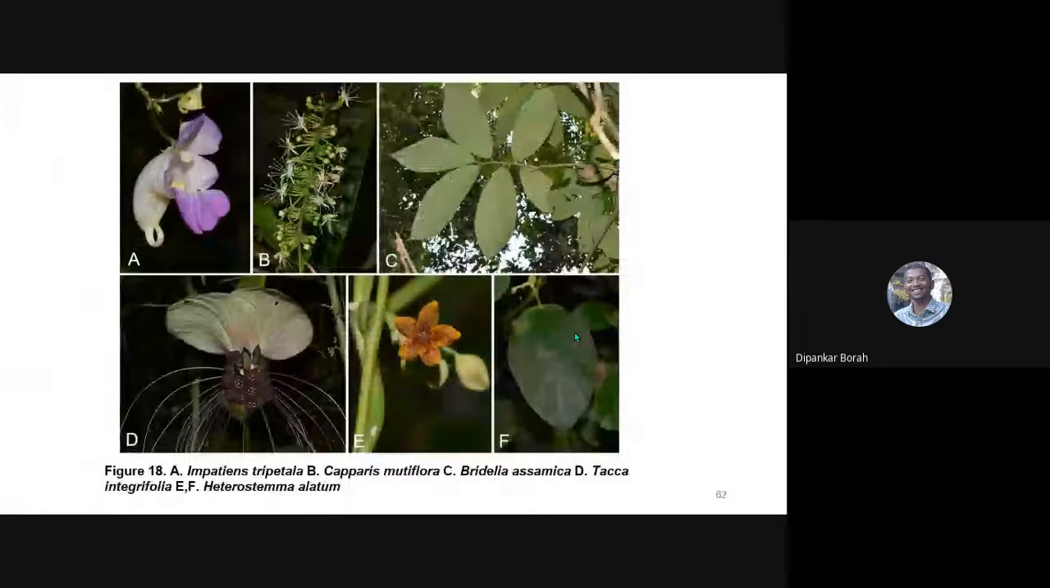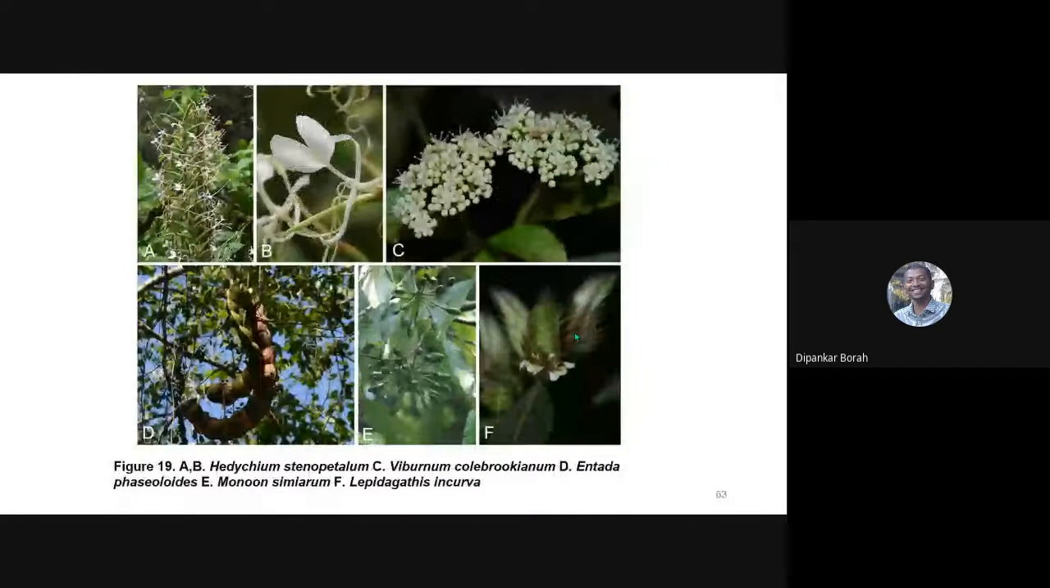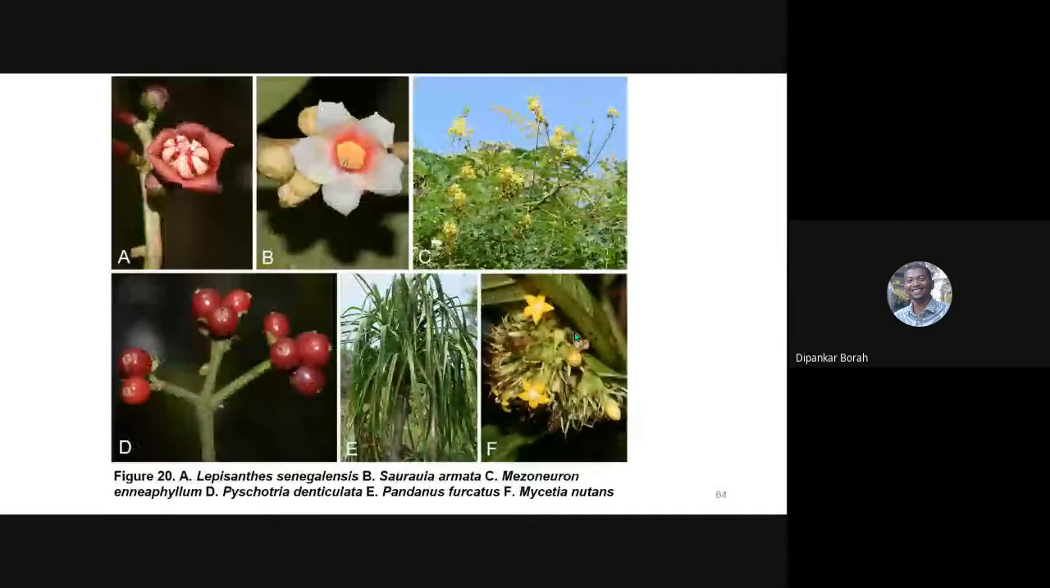Some common plants of the forest: the multi-flowered Kaempferia, the three-petaled balsam, the bat flower, and many more. Then the butterfly ginger, the largest bean, Entada, the squirrel's favorite, Munronia simplicifolia, the denticulate Psychotria, screw-pine, spiny bushes, etc.